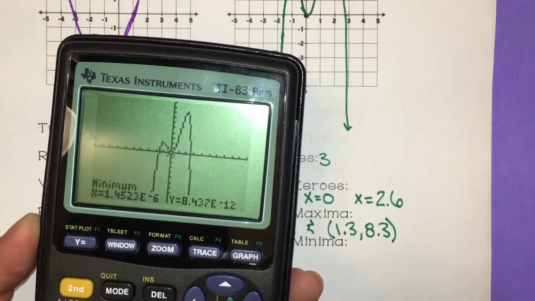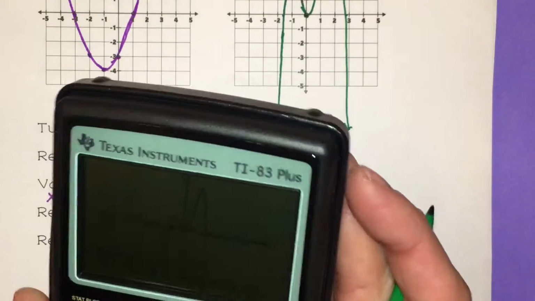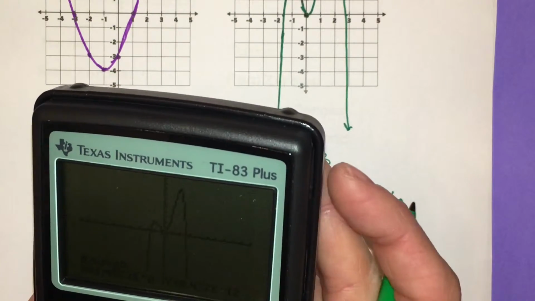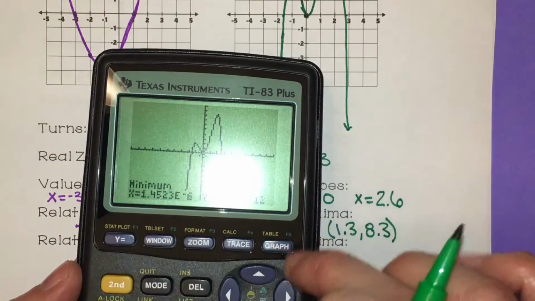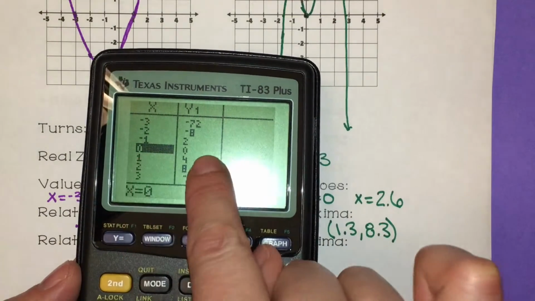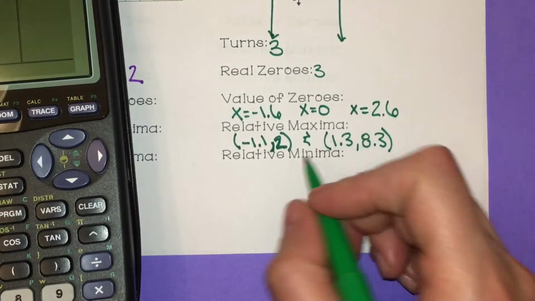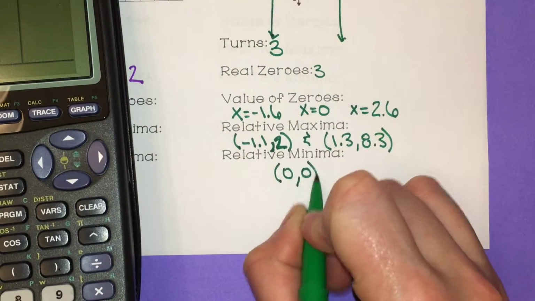Oh, it's giving me a minima that cannot be right. So I am just going to use the value from the table. 0, 0 is this point right here. So my relative minima is 0, comma 0.